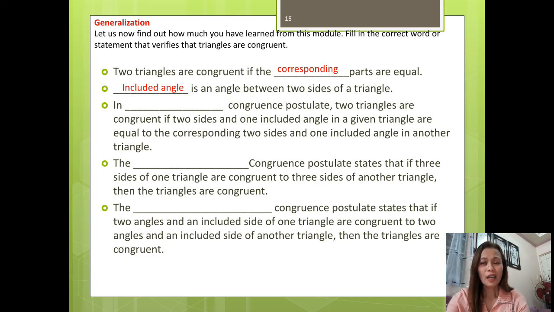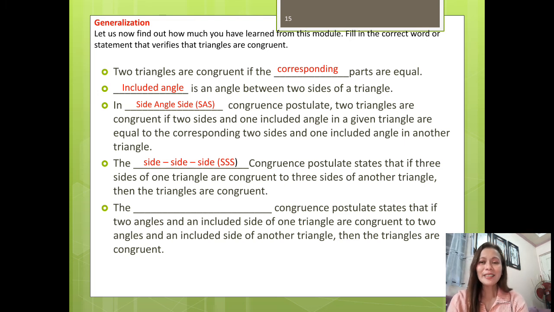So, the answer is side, angle, side, same as SAS. Next, the blank congruence postulate states that if three sides of one triangle are congruent to three sides of another triangle, then the triangles are congruent. So obviously, the answer is side, side, side, same as SSS.